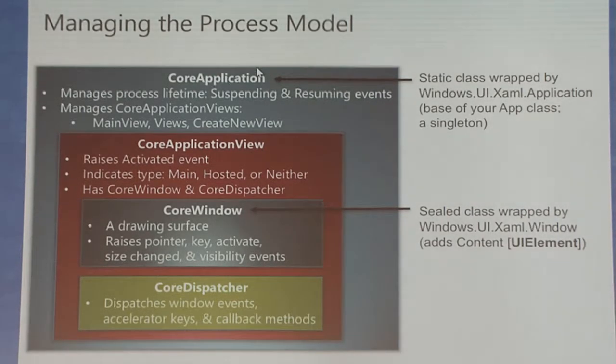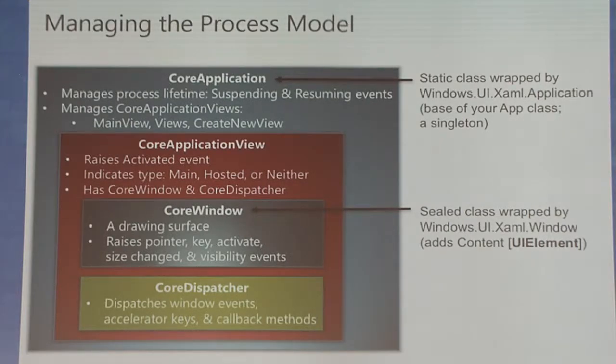When your application starts running, there is a Windows runtime class called Core Application. This Core Application class manages the process's lifetime, so the lifetime of your application within its process. And it supports suspending and resuming events, which I'll be talking a little bit more about closer to the end of this presentation. Now, as I mentioned here, this is a static class, so you can't create an instance of this. There's only one instance of it because your applications are single instance applications. So there's only ever going to be one of these.